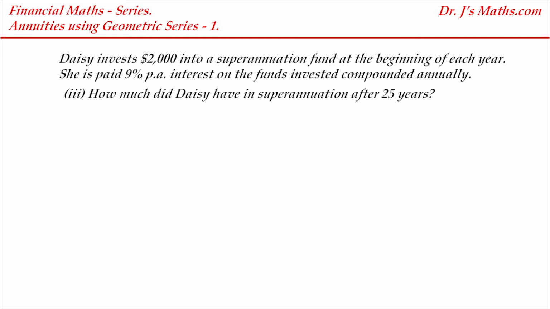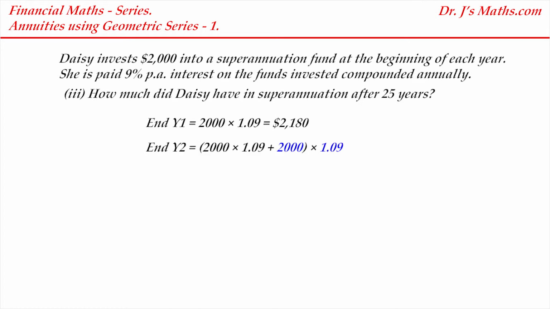The third question is, how much did Daisy have in superannuation after 25 years? Well, we follow the same procedure as we did in the previous question. At the end of year 1, she had 2,000 times $1.09, which is 2,180. At the end of year 2, she had the 2,000 times 1.09 plus another $2,000, and all of that, in brackets, was multiplied by the 1.09.